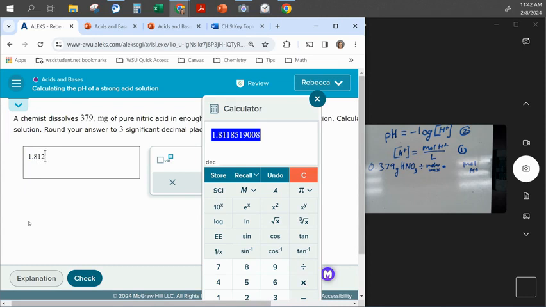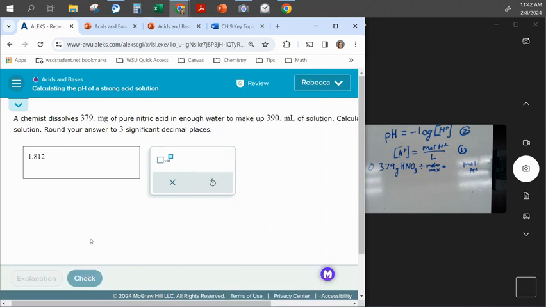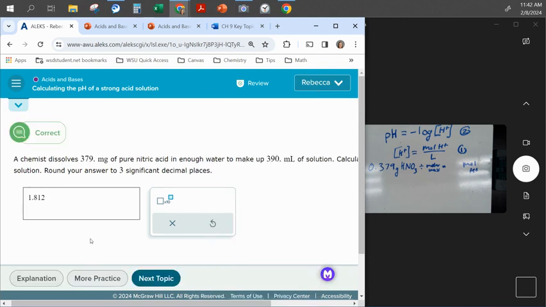3 decimal places. All right, some ways to check this. The pH should be less than 7 because these are all acids. So if you get something bigger than 7, you're doing it wrong. If you get something that's bigger than 4, you're probably doing it wrong because it's a strong acid. So strong acids are going to be pretty low pH. So most of ours are going to be like 1 point something. So that's a good check.